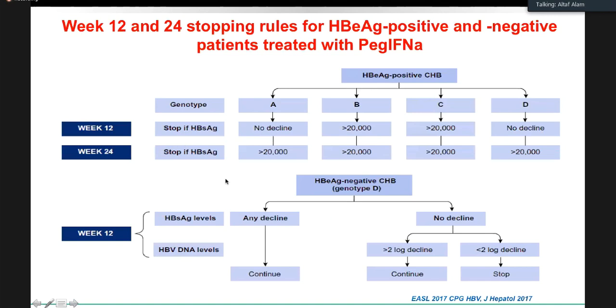If somebody is using peg interferon in 2021 for treating chronic hepatitis B, which will be justified, he's not doing wrong, you must remember that early stopping rules can be applied at week 12 and week 24 based on surface antigen quantitative levels at week 12 and 24, and also DNA levels for E antigen negative chronic hepatitis B. I will not go into the details, but certainly you can consult these charts if you are treating a patient with interferon in 2021 who is HBeAg negative.